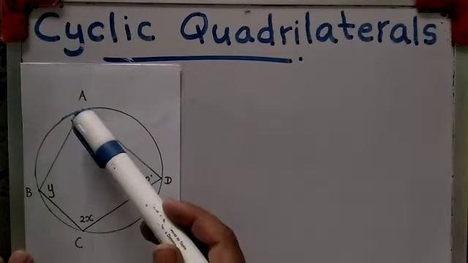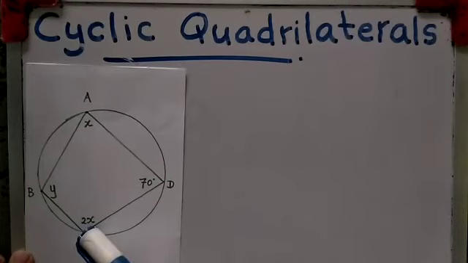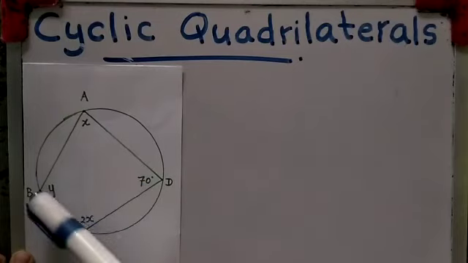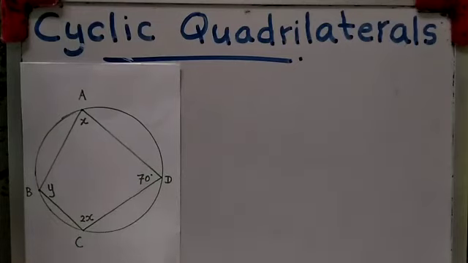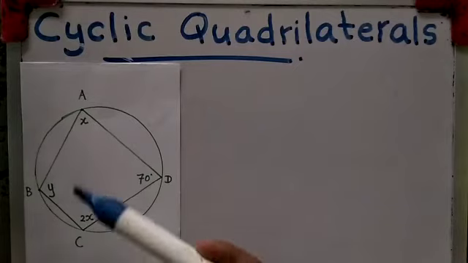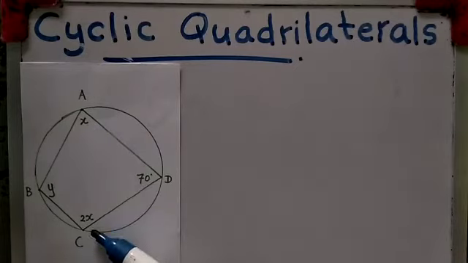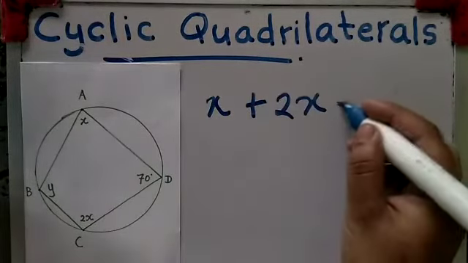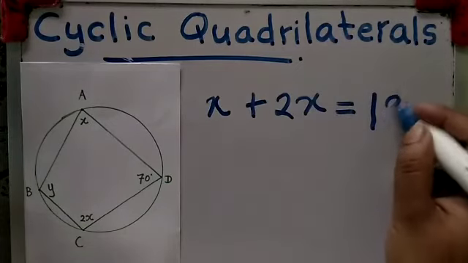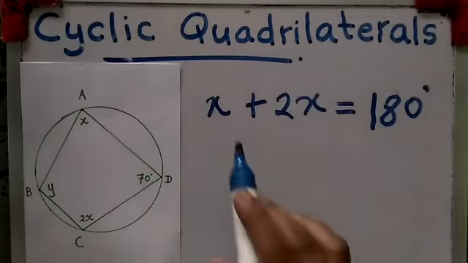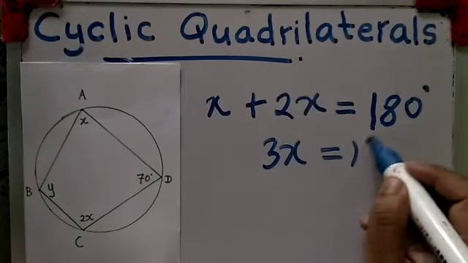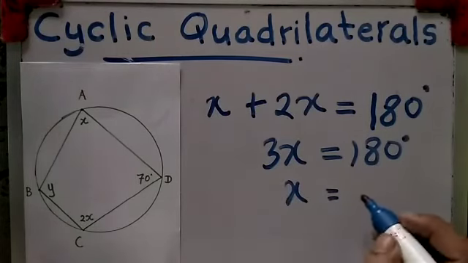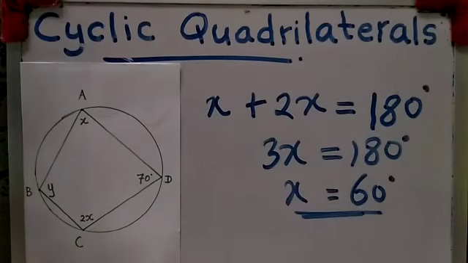Here A and C are opposite angles, and they are supplementary, and B and D are opposite angles. Supplementary means added up to 180 degrees. So A and C are opposite angles, so x plus 2x is equal to 180 degrees. x plus 2x is 3x, 3x is equal to 180 degrees, so x is equal to 180 divided by 3, which is 60 degrees. The value of x is 60 degrees.